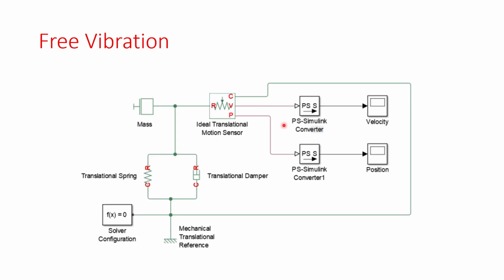Its sensor output is connected to a PS-Simulink converter. This converter translates the physical signal from the motion sensor to a regular Simulink signal. Both signals are then displayed using scopes labeled velocity and position. The next is the solver configuration. Every Simscape model requires a solver configuration block. This block defines how the physical network is solved numerically.